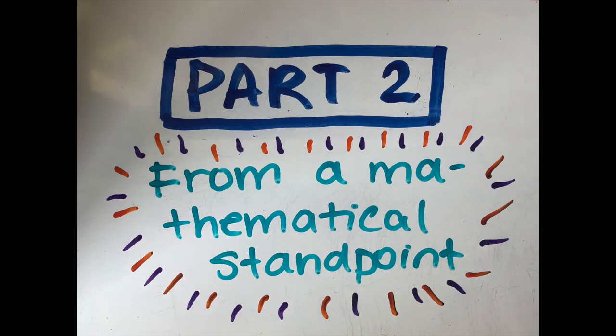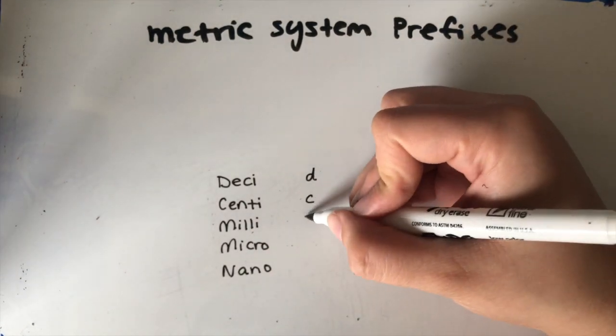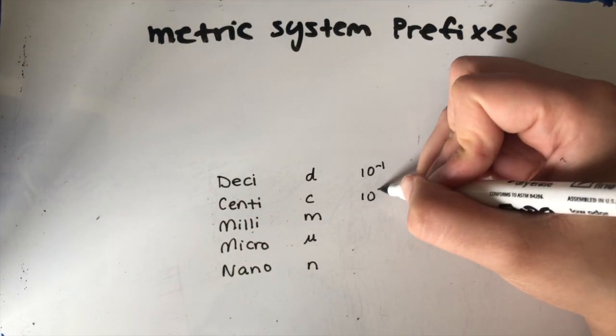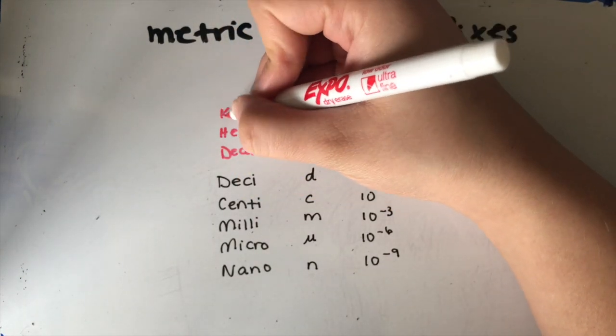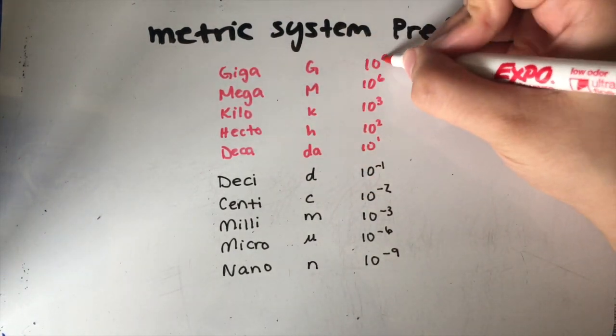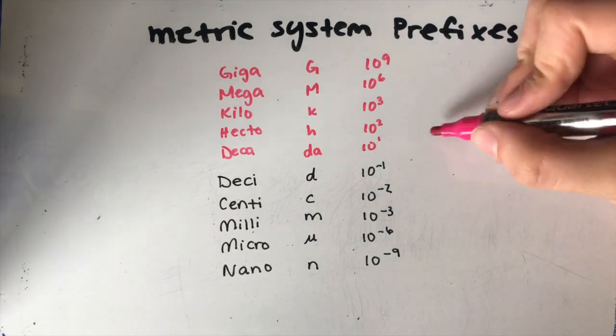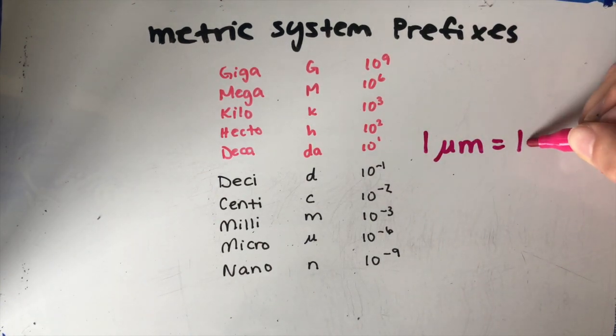Part 2, from a mathematical standpoint. First, the metric system's prefixes are a great advantage from a mathematical perspective, because if you're looking at very small things or quite large things, you can just change from one size to another with quite a bit of ease. For instance, to go from 1 micrometer to 1 meter, you only have to multiply by 10 to the negative 6.